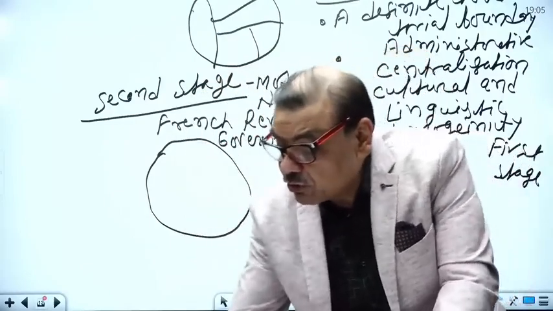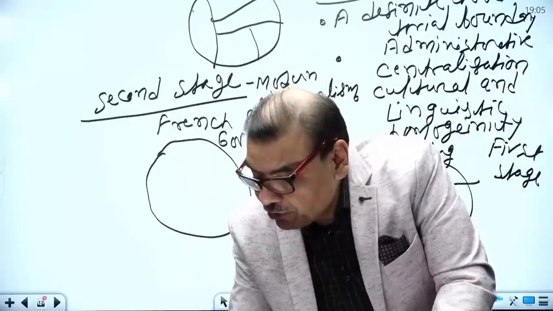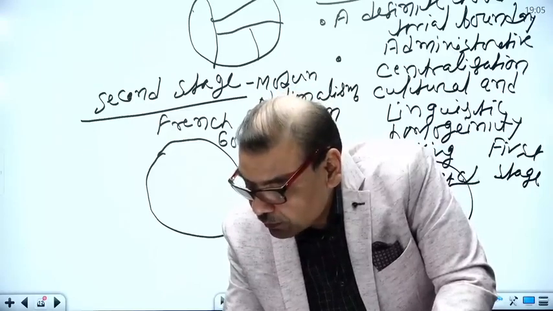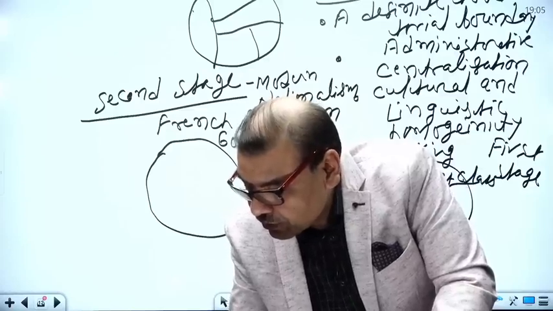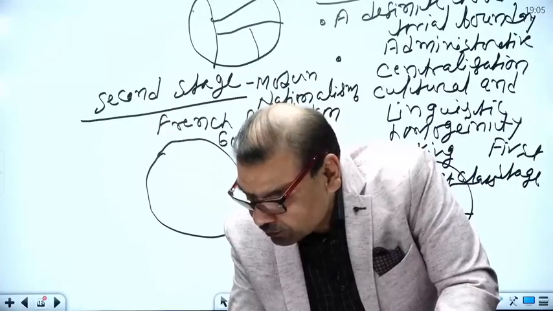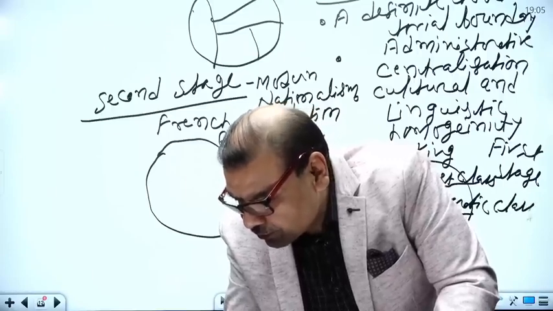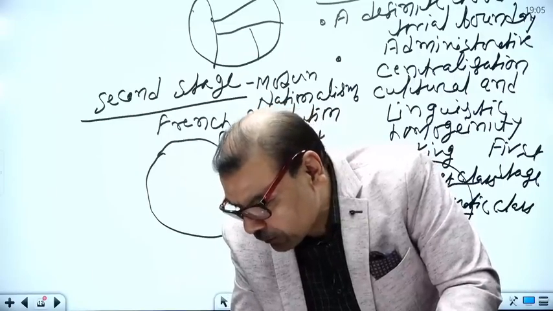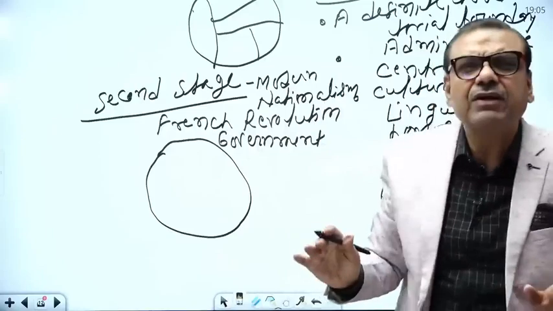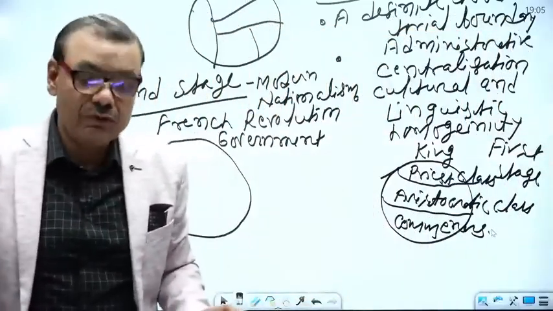In the first stage of nationalism, you find here the king. This is the priest class. This is the aristocratic class. And these were the commoners. So my student, don't get confused. I am making it clear here.